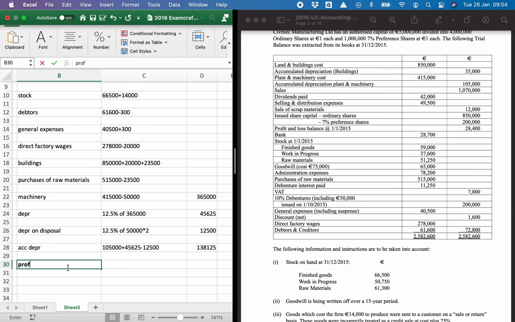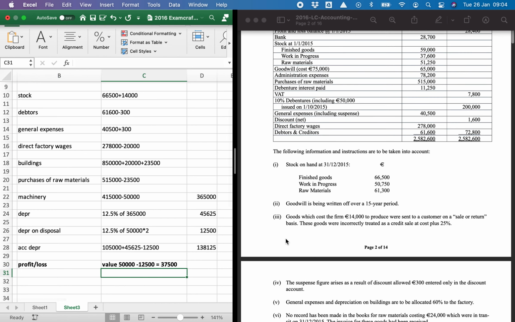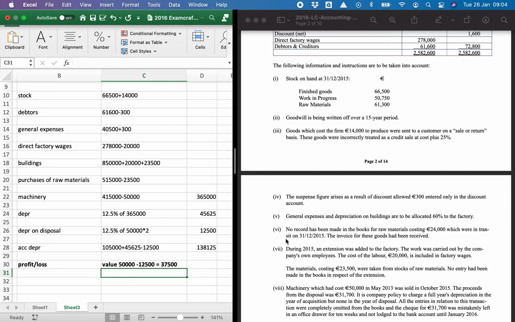So when we check if we made a profit or loss, the value is 50,000 minus 12,500, which is 37,500. You received the check for, it's not an allowance this time, you received the check for 31,700. So we made a loss of 5,800 on that. So the loss in the manufacturing account is going to be 5,800.